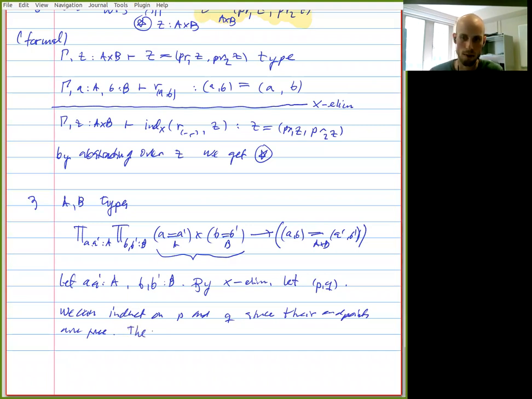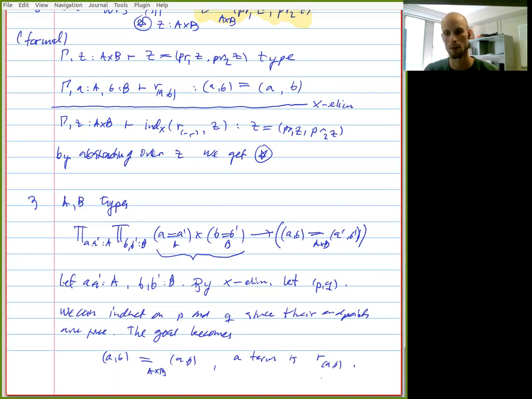The goal then becomes, since now A is equal to A prime definitionally, and B is equal to B prime definitionally, A comma B in the product A comma B. And we have a term of this type. A term is the reflexivity path at A comma B. And so by the elimination principle, we get an element of this dependent function type.